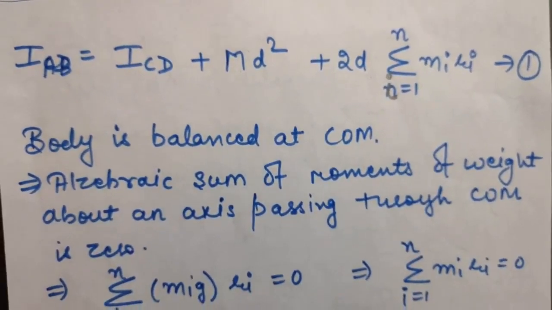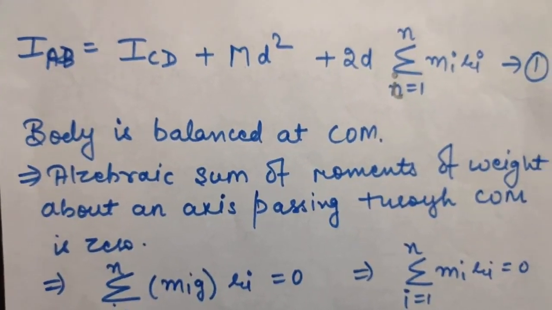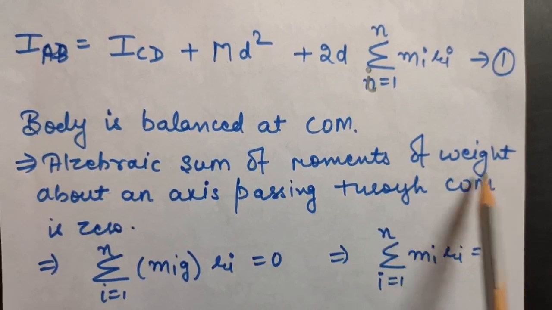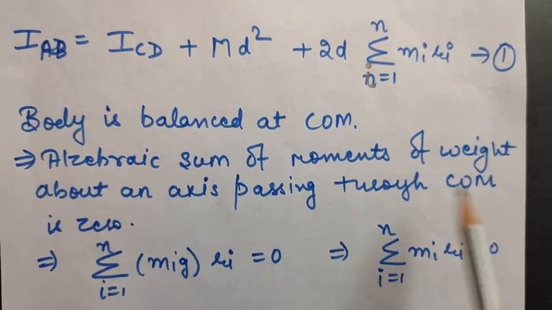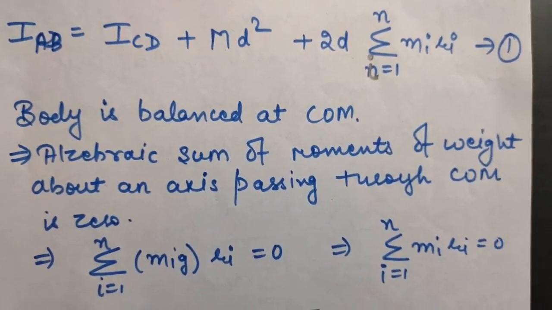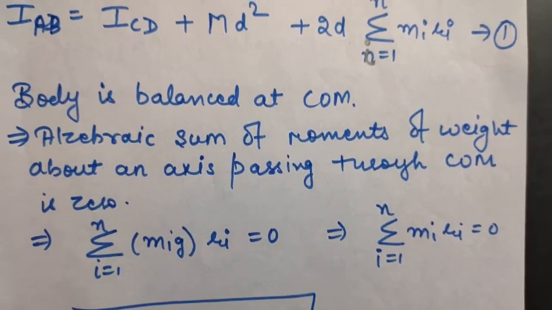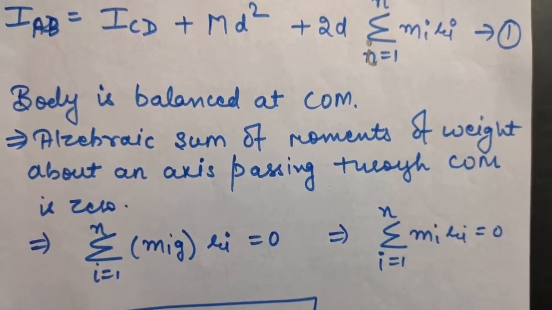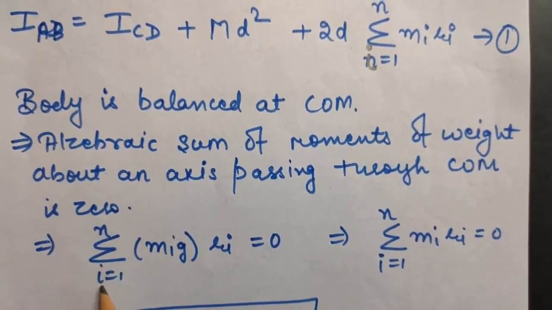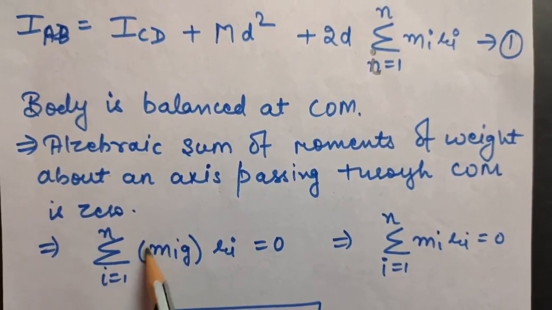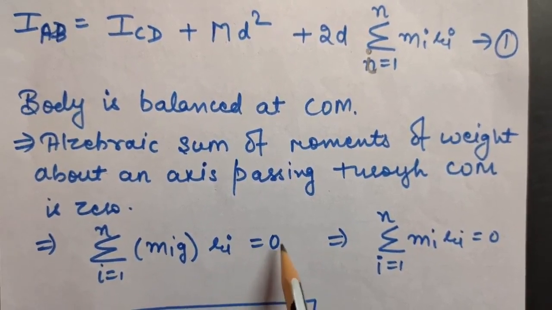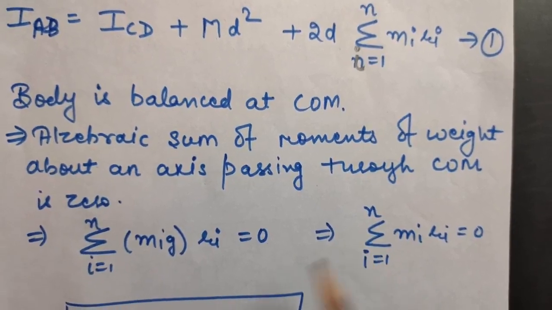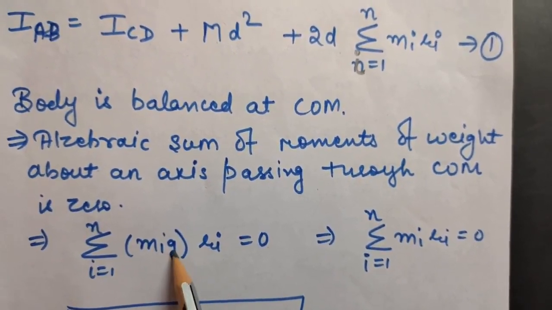Now see, a body is always balanced at the center of mass. So that means the algebraic sum of the moment of weight about an axis passing through the center of mass is also 0, because the body is balanced. Therefore, you can write, I am talking about the moment of weight, that is mg. So we can write summation i equal to 1 to N of the moment of weight, that is m_i g into r_i, is equal to 0.